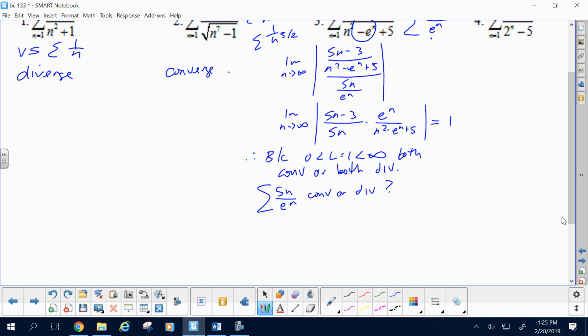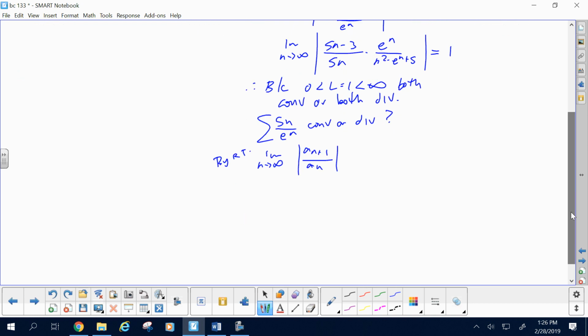What test do you want to run to determine that? Ratio test. Wonderful. So if you run the ratio test on that, this comes out to something like 5 times n plus 1 in parentheses over e to the n plus 1, over 5n over e to the n.